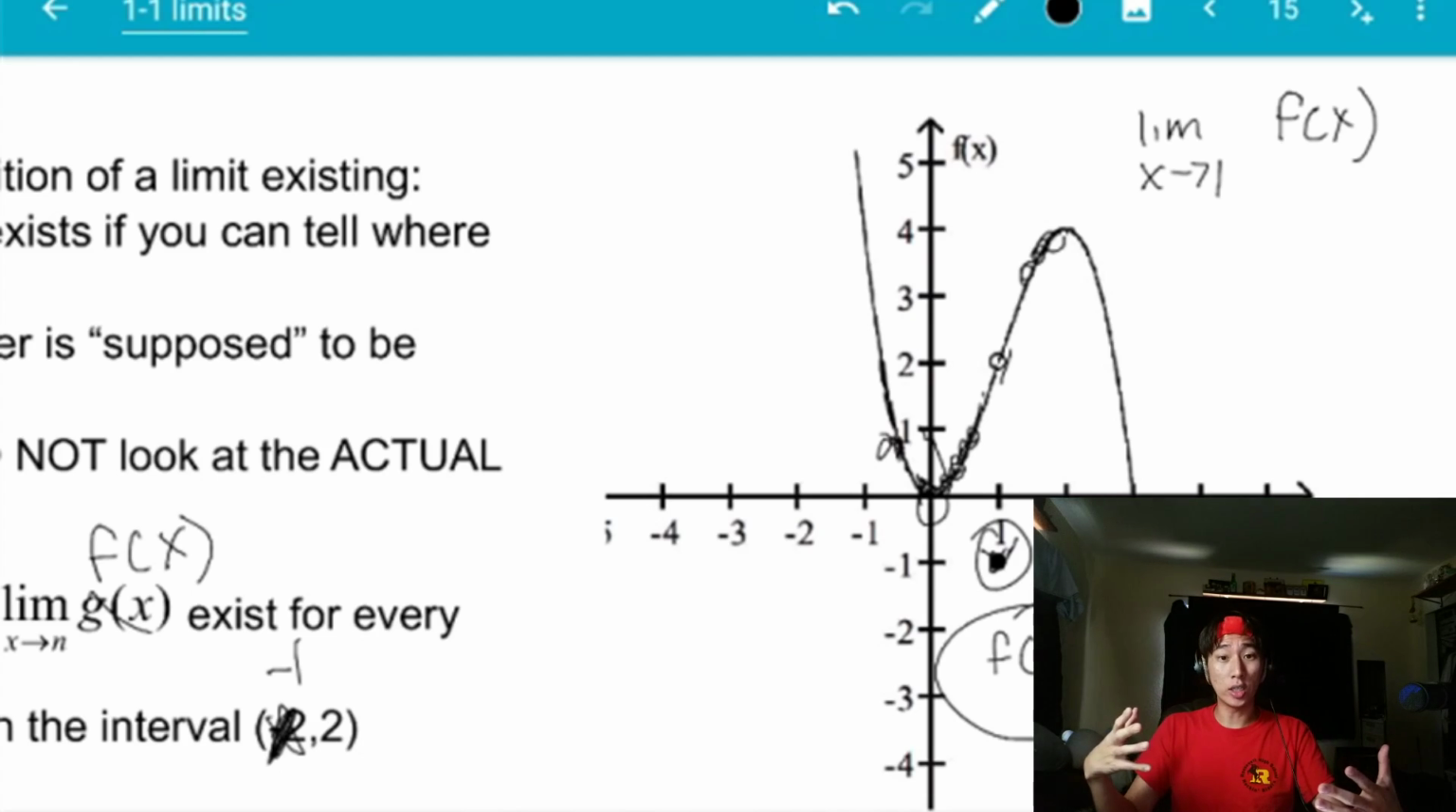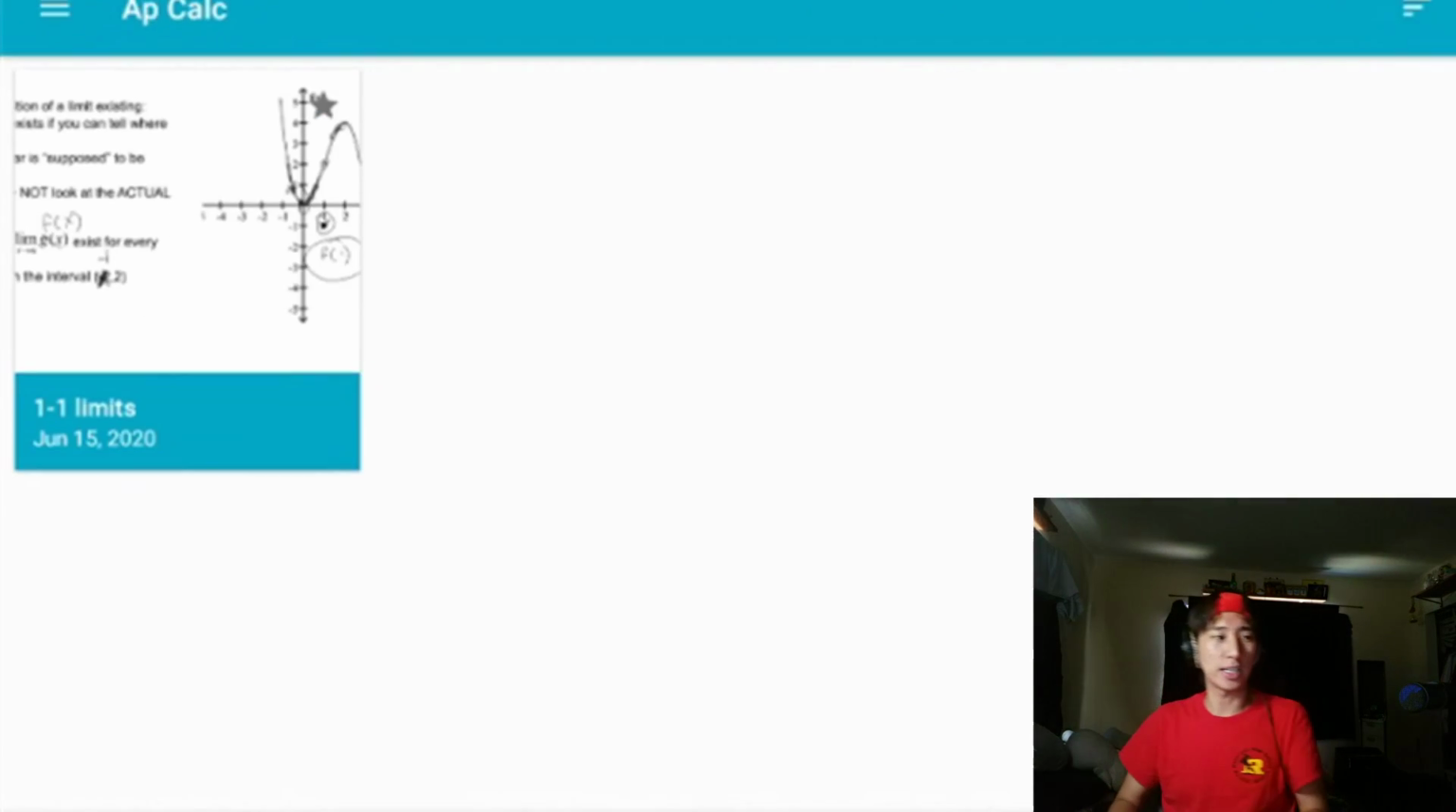But if you want me to look it over, which I think is a good idea, then you can always submit through Google Classroom by either taking a picture, or if you have a tablet, you can write on the tablet or whatever, things like that.